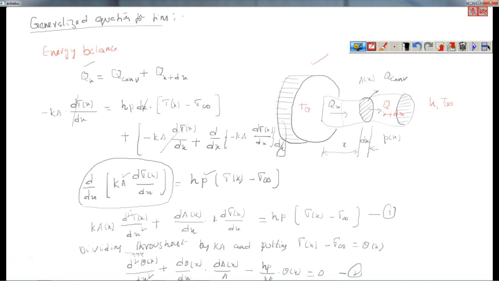We will need to remember it for a fin. Okay, so the fin generalized equation is nothing but d square theta of x divided by dx square plus d theta of x divided by dx into dA by dx minus hp by Ka into theta x equals 0. And this hp by Ka, already we have used the equation hp by Ka is equal to m square. You can use that m square here in the equation. So this equation we call the generalized equation for fins.